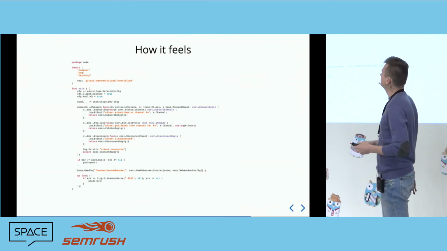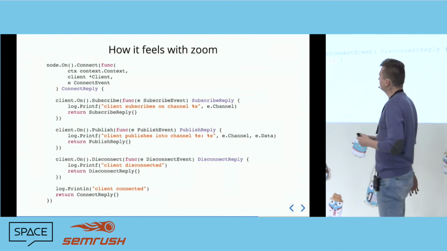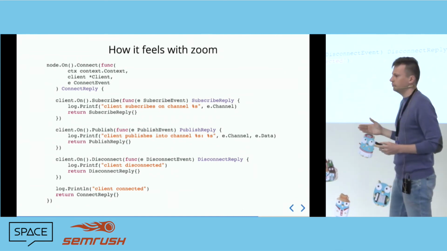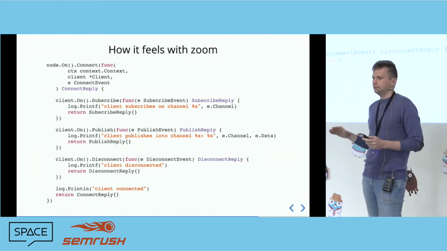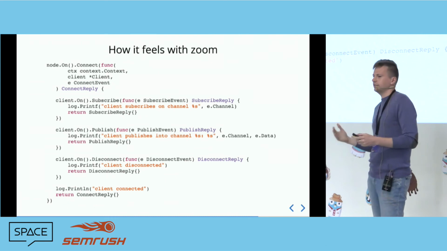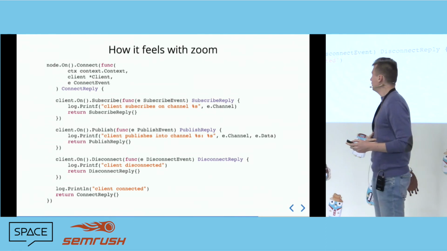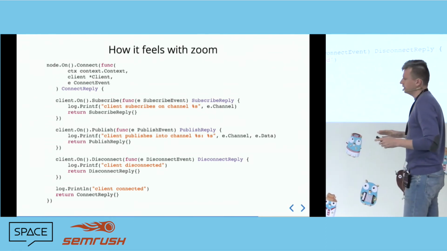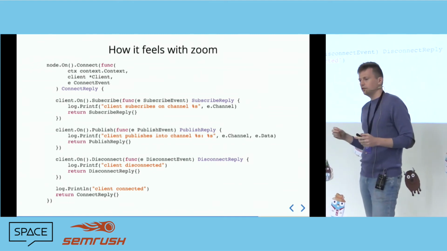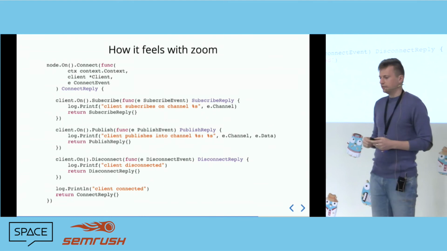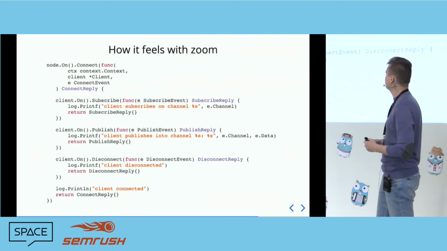How does it feel? I understand you can't see this. Let's zoom in on the most interesting part. Here is an example. You have the API of the library that shows how we can process events like client connection, client disconnection, an attempt to subscribe to a channel, an attempt to publish into a channel. The API is not very idiomatic Go, but it's hard to do better because there are lots of events you can handle. So callback style, I think, fits this better.